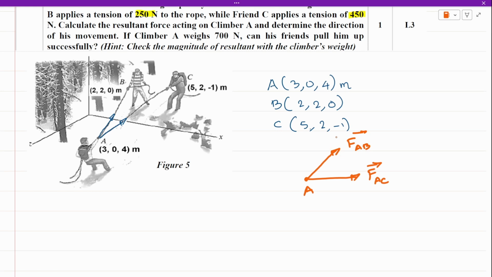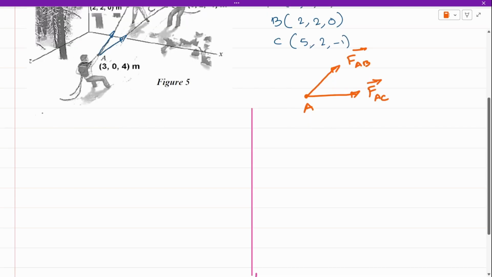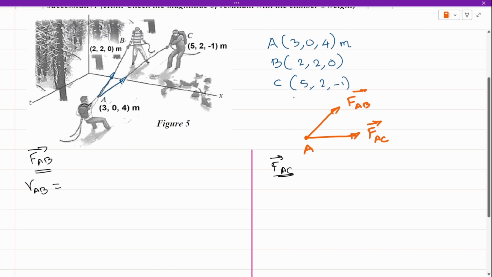To solve this, we are going to do it parallelly. We are going to identify what is our FAB and FAC. Let me identify FAB on this side, FAC on this side. To identify FAB, first I want to identify my position vector RAB. RAB is B coordinate minus A coordinate. So B coordinate is 2, 2, 0 minus 3, 0, 4: minus 1 I vector, 2 minus 0, plus 2 J vector, 0 minus 4, minus 4 K vector.